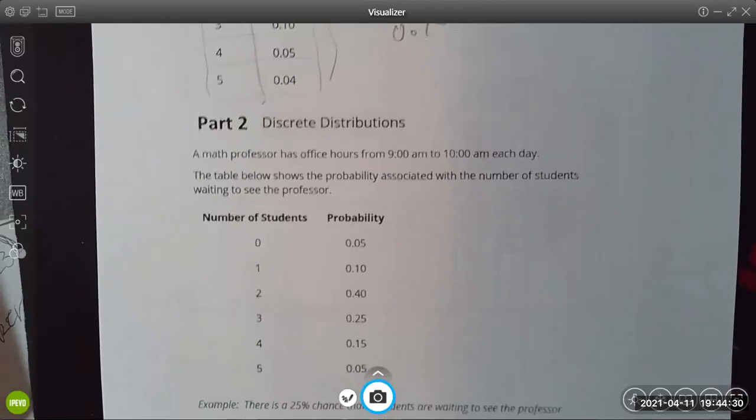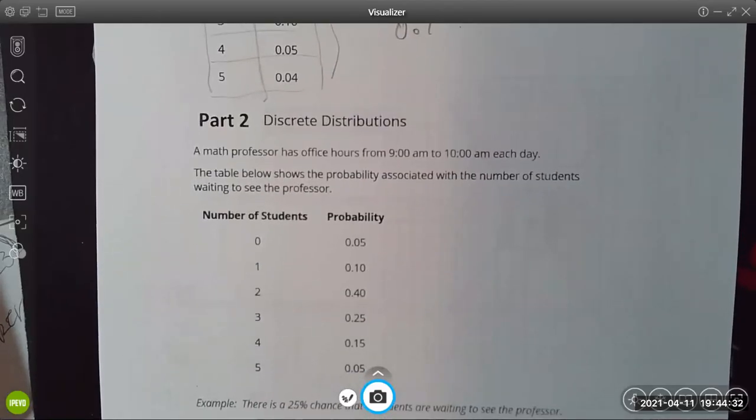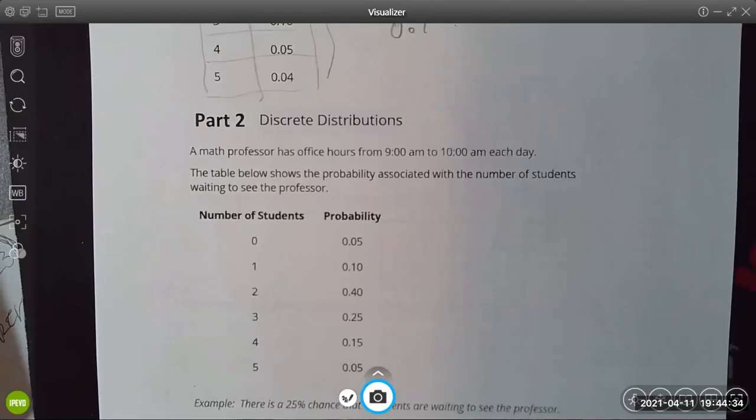Okay, another one. This time is a calculation problem. A math professor. This one I remember I pulled from a homework session, so it should be very similar to the ones that you're going to see. A math professor has office hours from 9 a.m. to 10 a.m. each day. The table below shows the probability associated with the number of students waiting to see the professor.